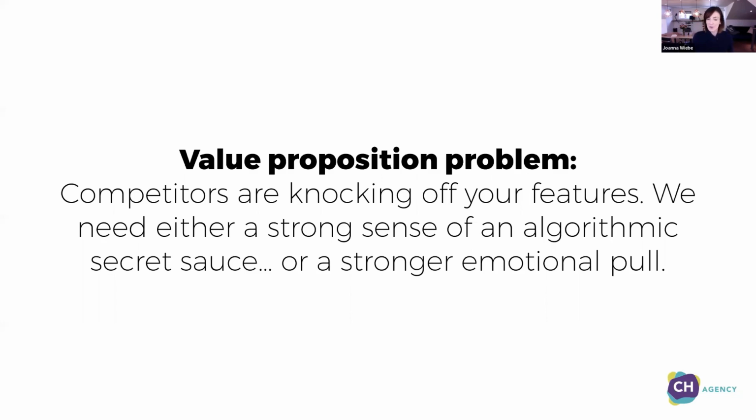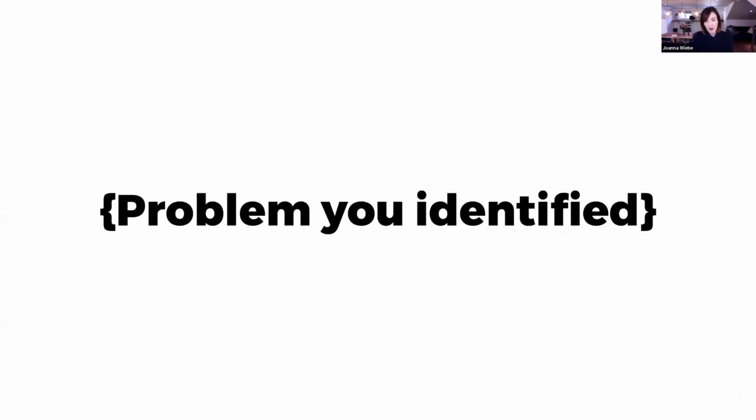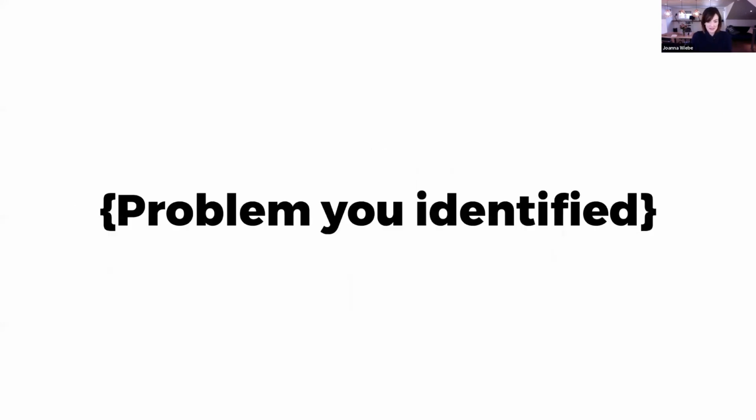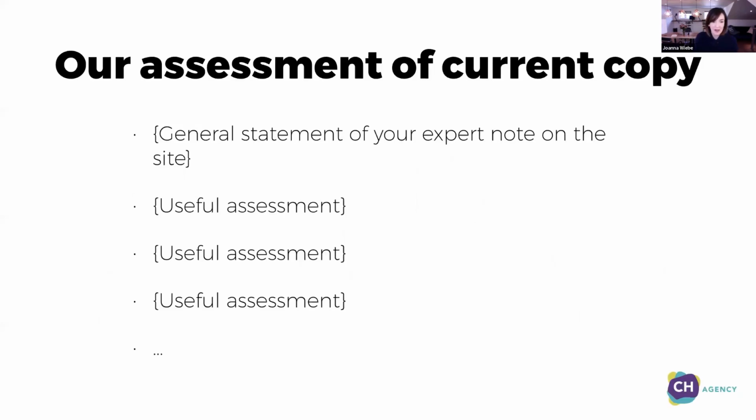So what are some ways that we might hypothesize we could solve it? And that might be, okay, we're going to look to express that there is this algorithmic secret sauce going on that you need to start messaging as the reason to choose this solution, or you're going to need a stronger emotional pull, or whatever that is that you come up with. But the point here is to identify that problem and talk them through it a little bit. This is an example. This isn't the actual thing. This is what you'd want to fill in. And then get into an assessment of their current copy.